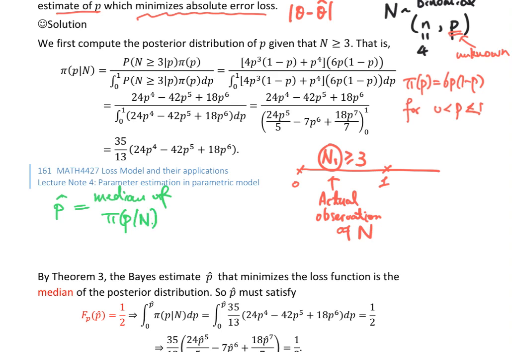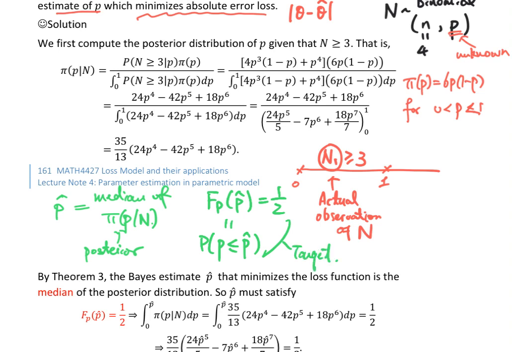Because you have some data available, that will be the posterior distribution. Mathematically, this one will satisfy this probability, isn't it? So this is our target.